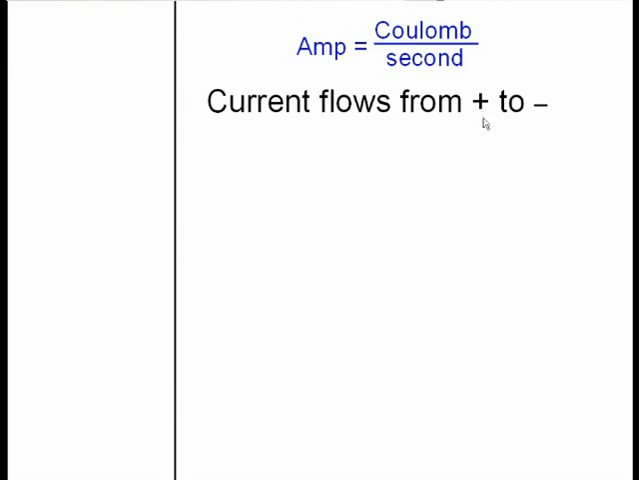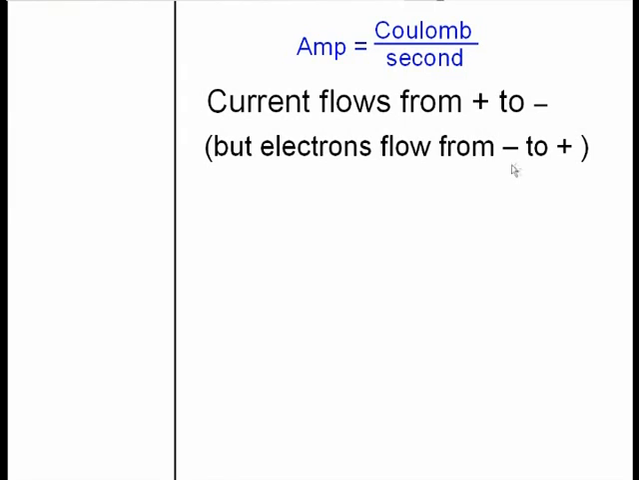So the current always flows from plus to minus, but something we should keep in the back of your head: because electrons are negative, the electrons are actually flowing from the minus terminal to the plus terminal. However, we don't ever use this fact in physics. We say the current flows from plus to minus.